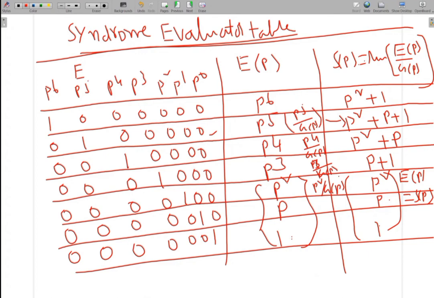With this, syndrome evaluator table construction is completed. With the help of that syndrome evaluator table, E of P is determined. S of P is equal to the remainder of E of P by G of P, that is compared with the remainder of Y of P by G of P. That E of P is added with Y of P, and we will get the original transmitted X of P polynomial.